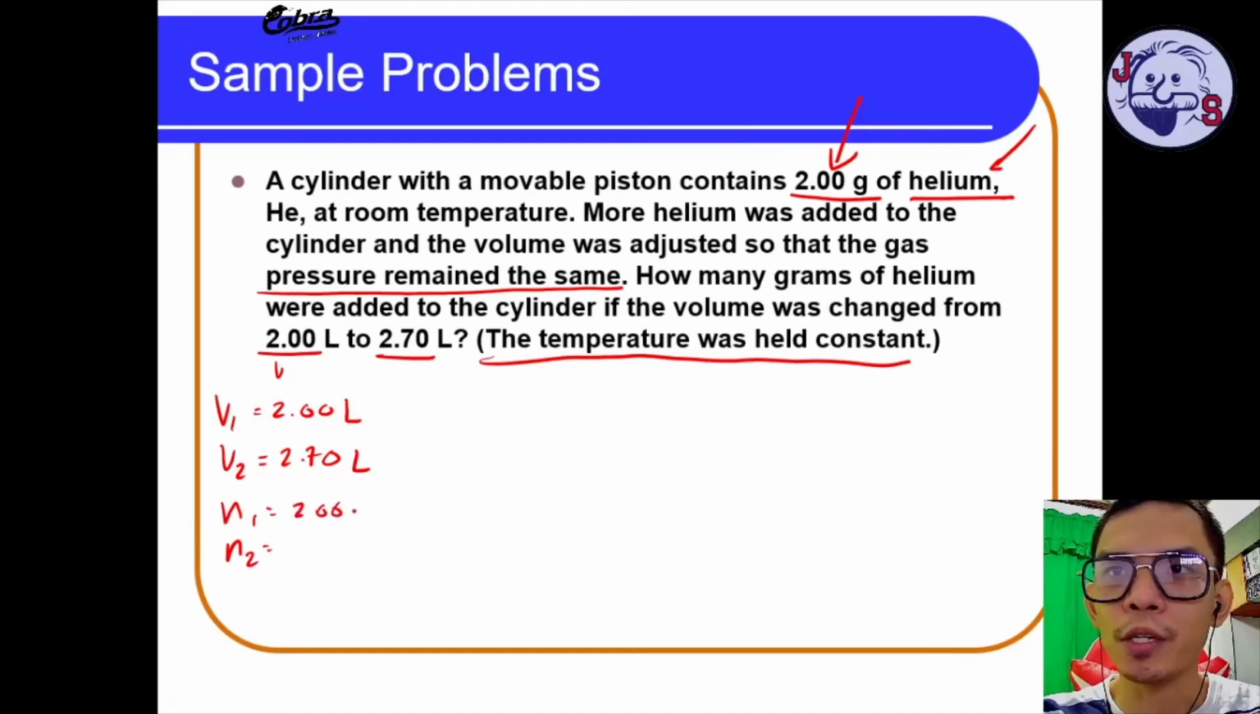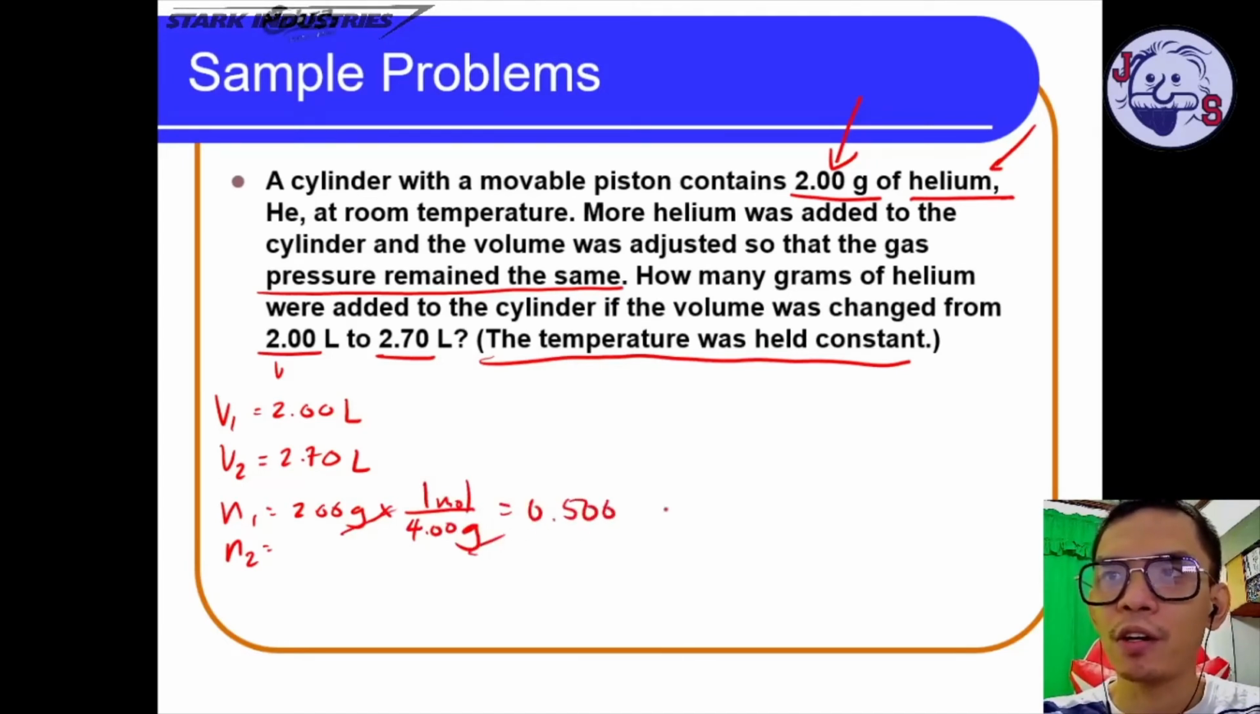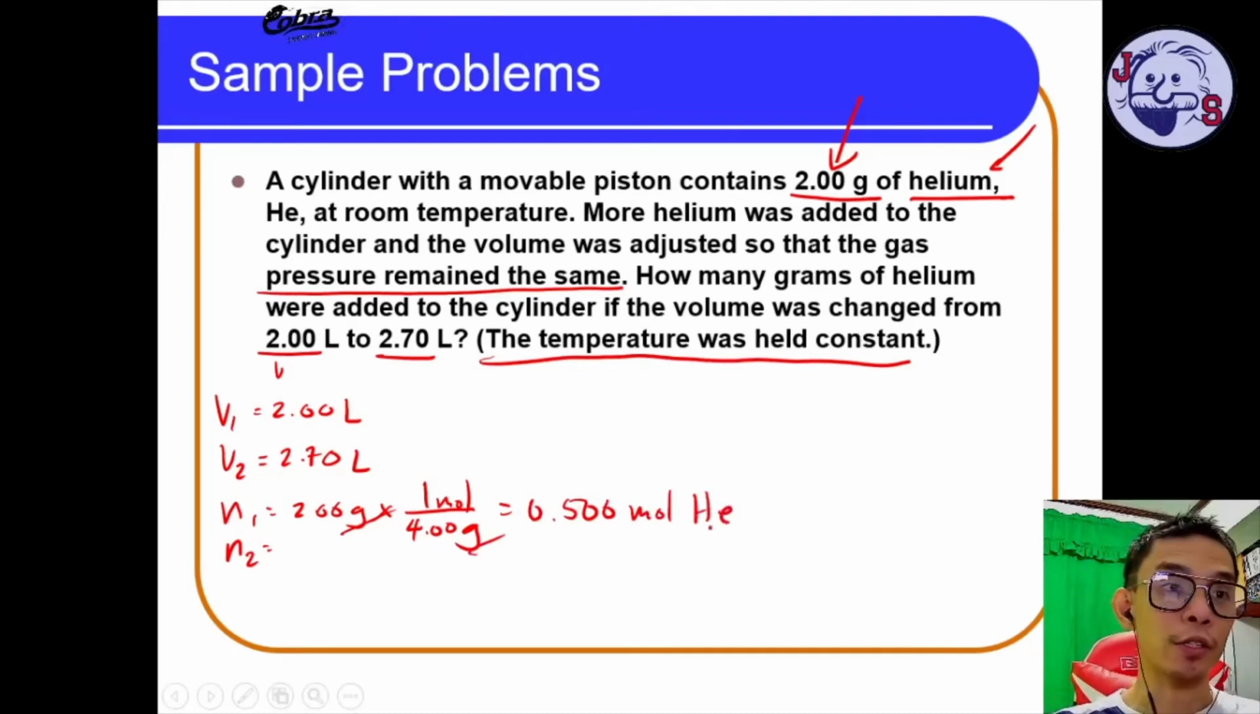So 2.00 grams times 1 mole over 4.00 grams of helium. Cancel the grams and we have 0.500 mole of helium. So there we go.